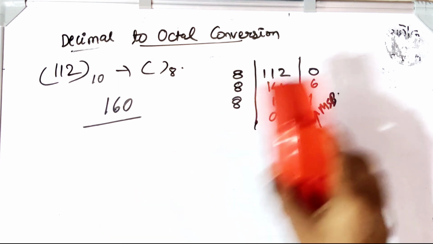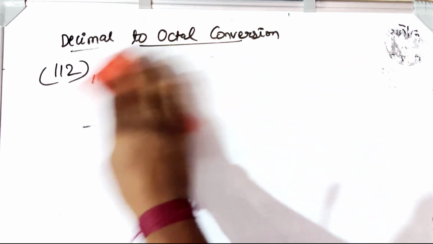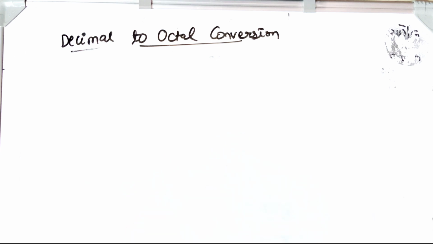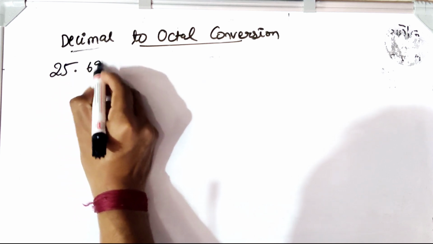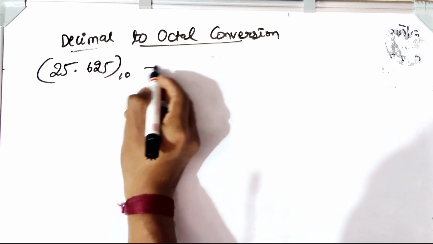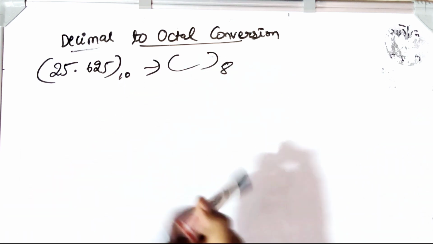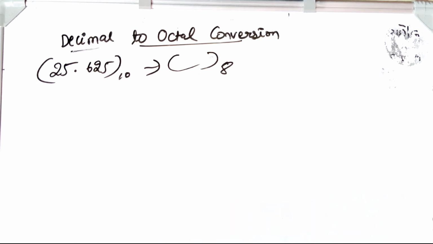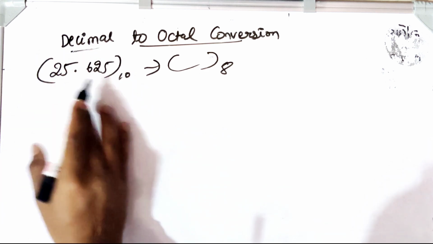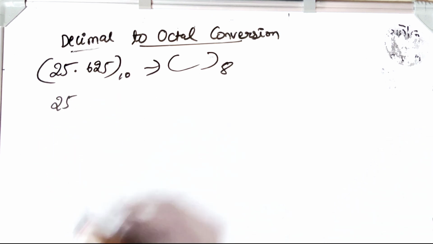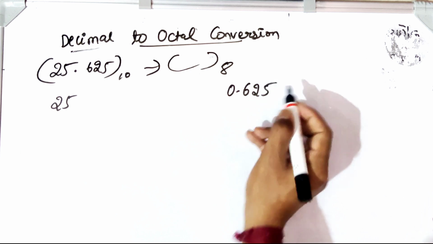So this was a simple problem where there were no decimal points involved. What if decimal points are involved, like this: 25.625 in base 10 converted to base 8? How? If you watch the video on decimal to binary conversion, you can solve it easily. Same technique. Divide it into 2 parts: get the value of 25 separately, and get the value of 0.625 separately.